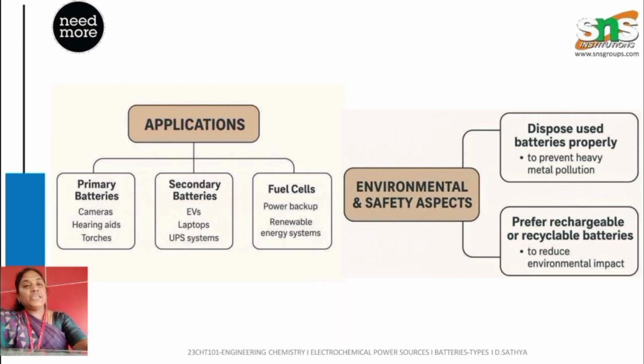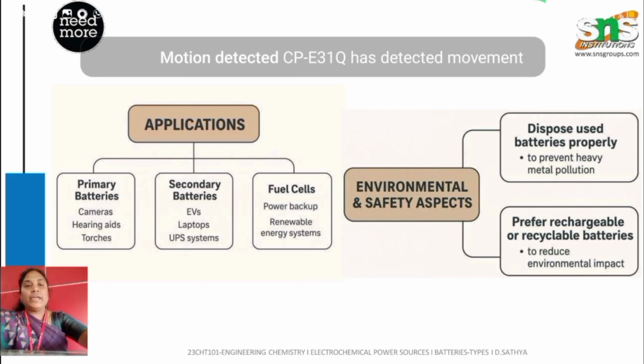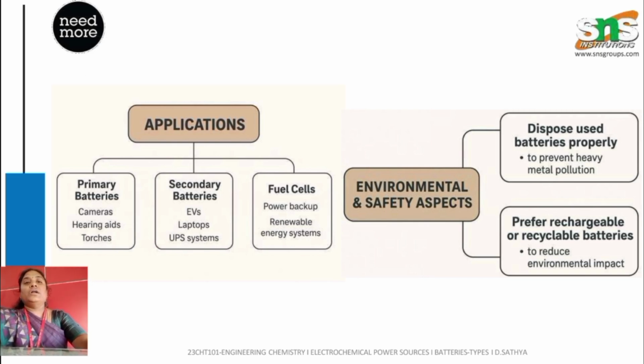So these are applications of batteries. Primary batteries are used in cameras, hearing aids and torches, and secondary batteries are used in laptops, UPS systems, and fuel cells are used in renewable energy systems like that.